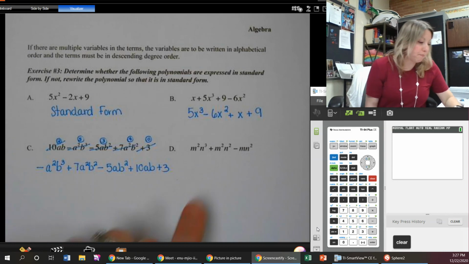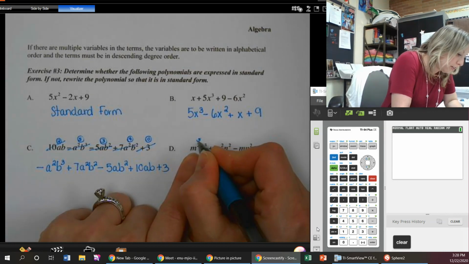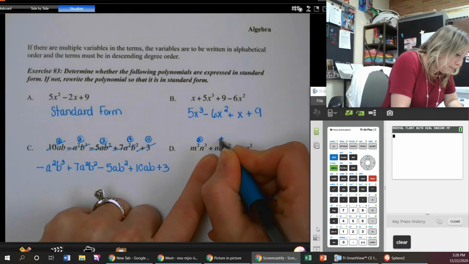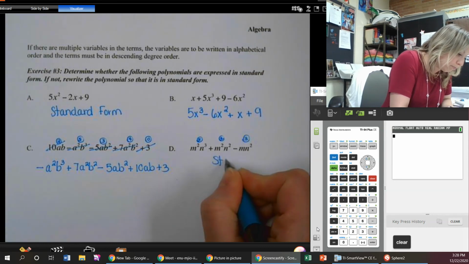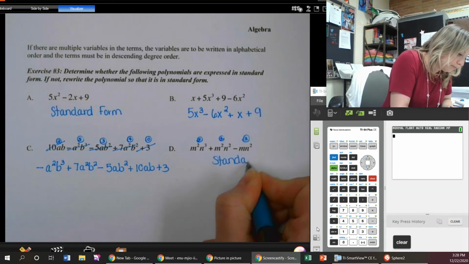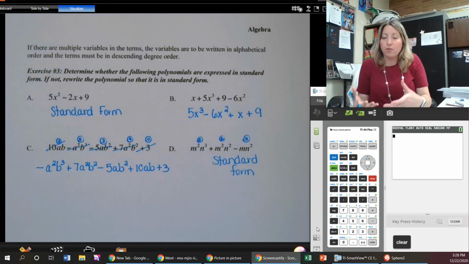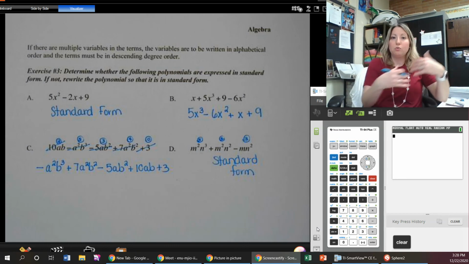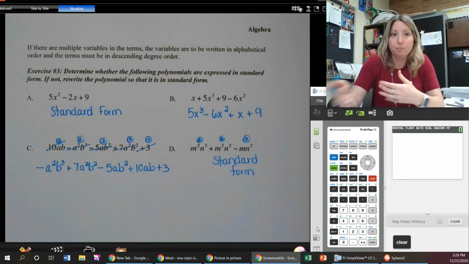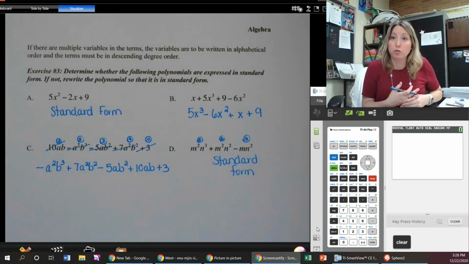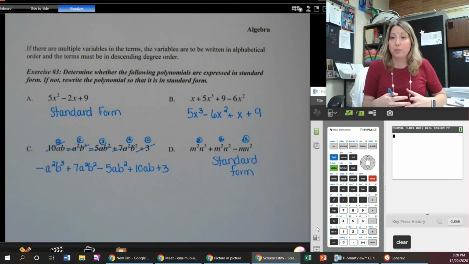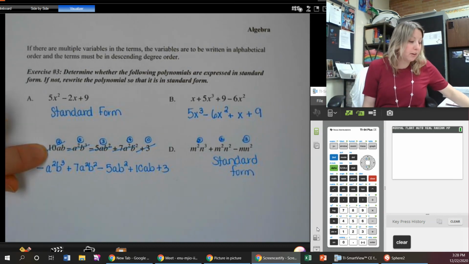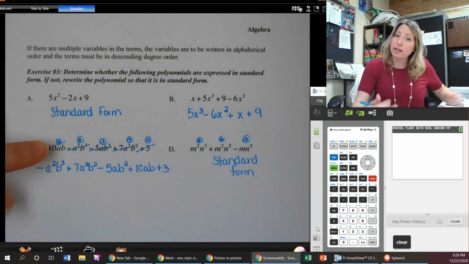Okay, check over here again. So this is a 5th degree right here, 4th degree right here, 3rd degree right here. This is in standard form. When there are more than one variable involved, you go with the degree order. Notice when there's more than one variable involved, we put them in alphabetical order in the term. So this term isn't 10BA, it's 10AB.